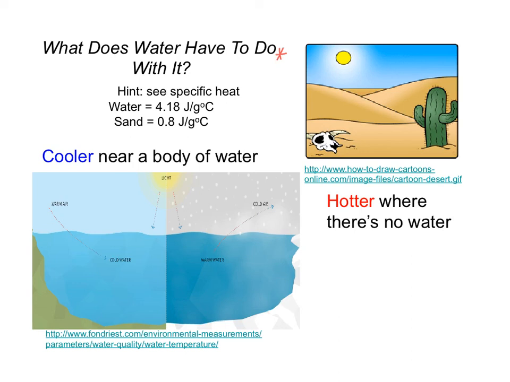It takes a lot more energy to raise the temperature of 1 gram of water 1 degree compared to sand. So this tells us that there's quite a bit of heat transfer from the hot air to the water, which lowers the temperature of the air.